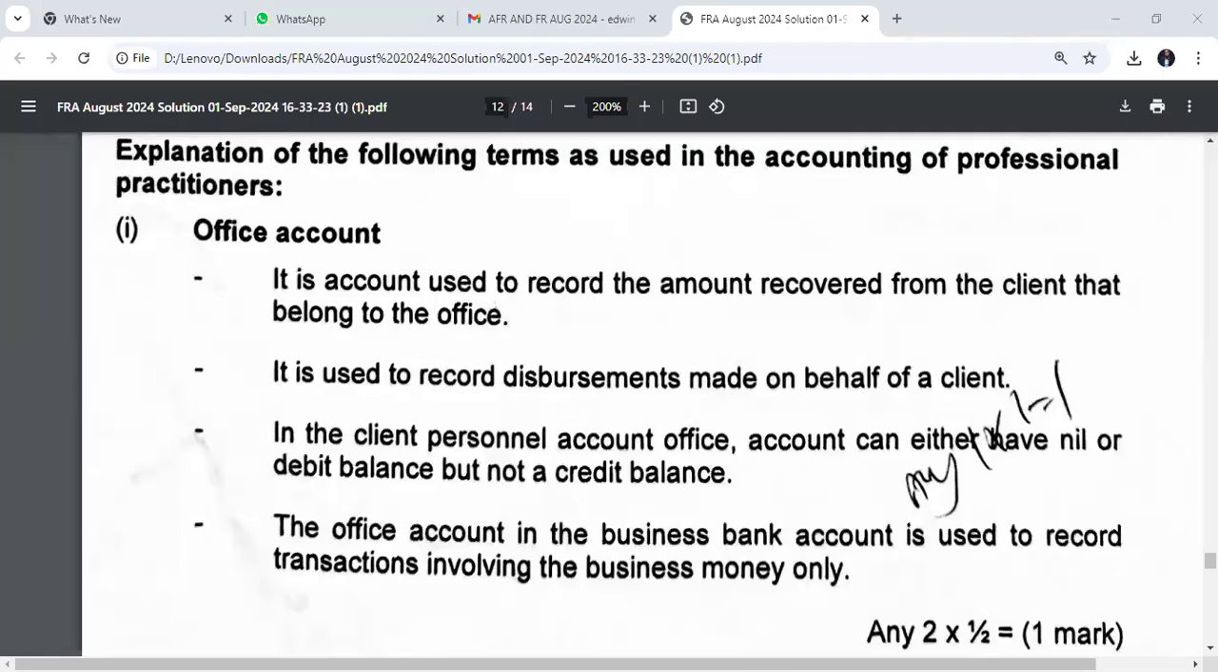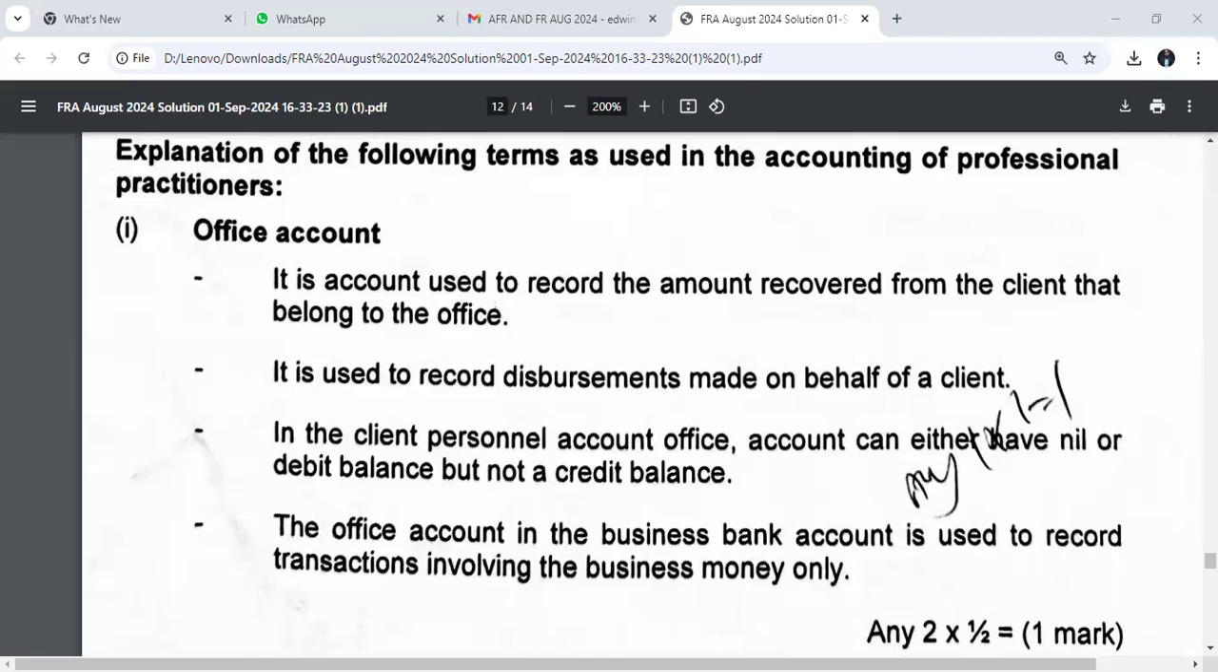When we talk about the office account, it's an account used to record the amount recovered from the clients that belongs to the office. So today you are an advocate, you are representing your clients. This account is usually the amount you have recovered from the clients that belongs to the office. It's used to record disbursements made on behalf of the clients.